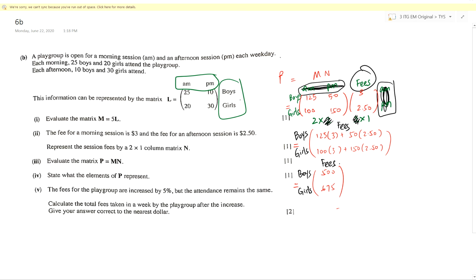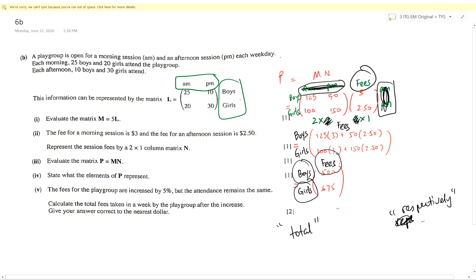Matrix multiplication involves addition. So we will expect keywords such as total. Expect keywords such as respectively. These are two keywords that should almost always be in your explanation as to what the elements represent. So in this case, the elements in P represent the total fees collected for the boys and the girls respectively. Standard way of answering.